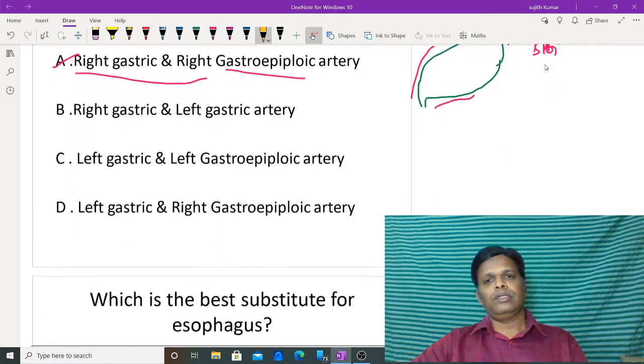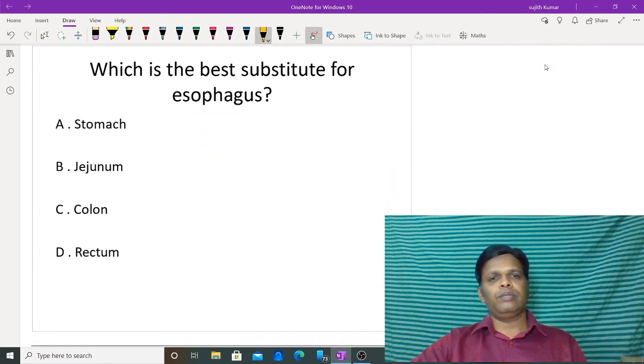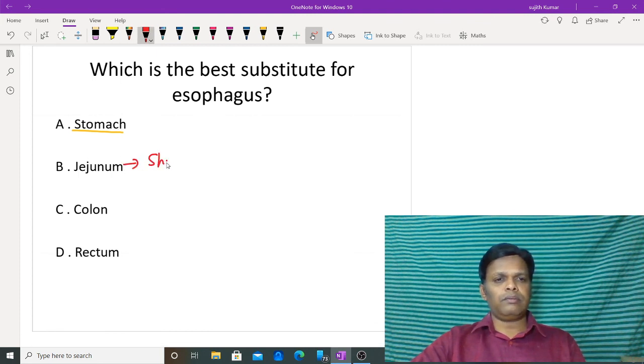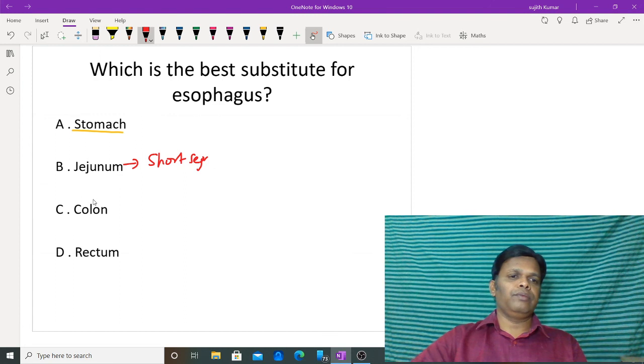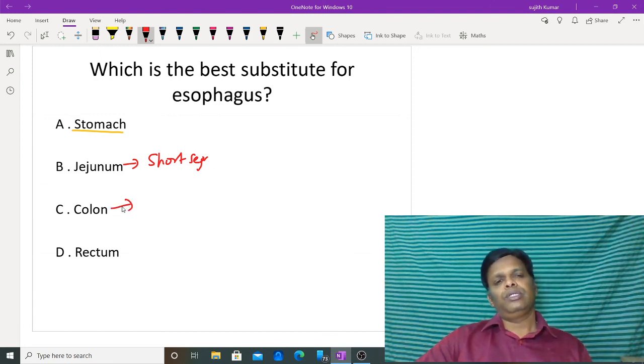Okay, next question. What is the best substitute for the esophagus? The best substitute is none other than the stomach. But in some cases, you can use the jejunum. The indication is if you need a short segment, then you can use the jejunum as an alternative. Then in cases where there are some problems in the stomach, some benign disorder of the stomach like peptic ulcer disease, in that case you can plan for the colon.